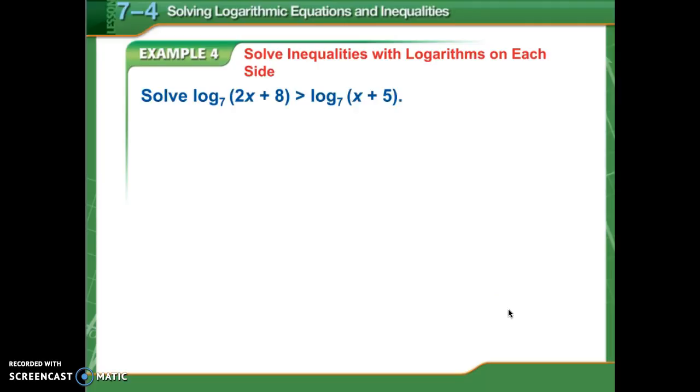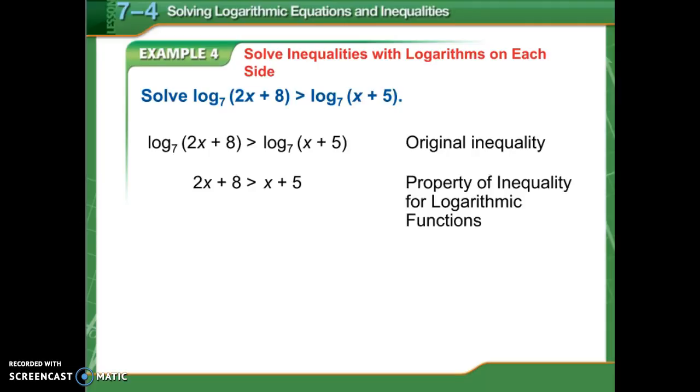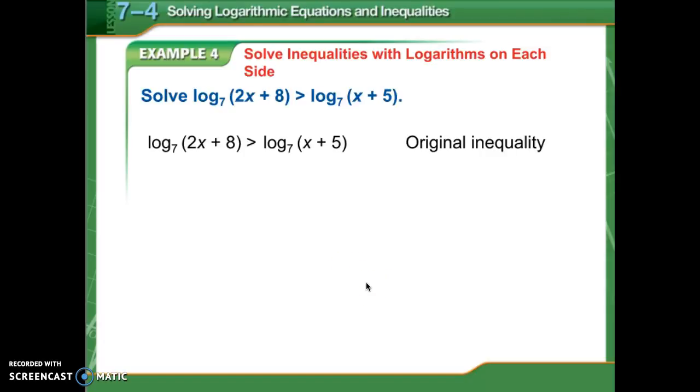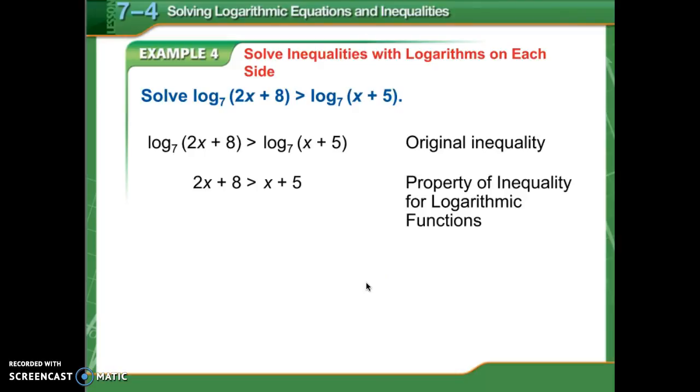So example 4, applying that concept, log base 7 of 2x plus 8 greater than log base 7 of x plus 5, that means that 2x plus 8 has to be greater than x plus 5. So we're going to set up that inequality and solve for x. We get x is greater than negative 3. And on the next screen, that's going to tell us that our solution is all x values greater than negative 3.